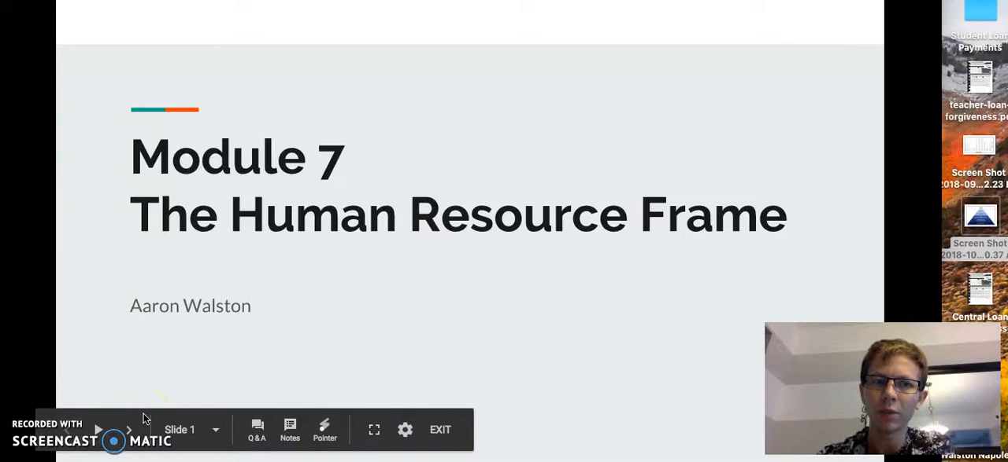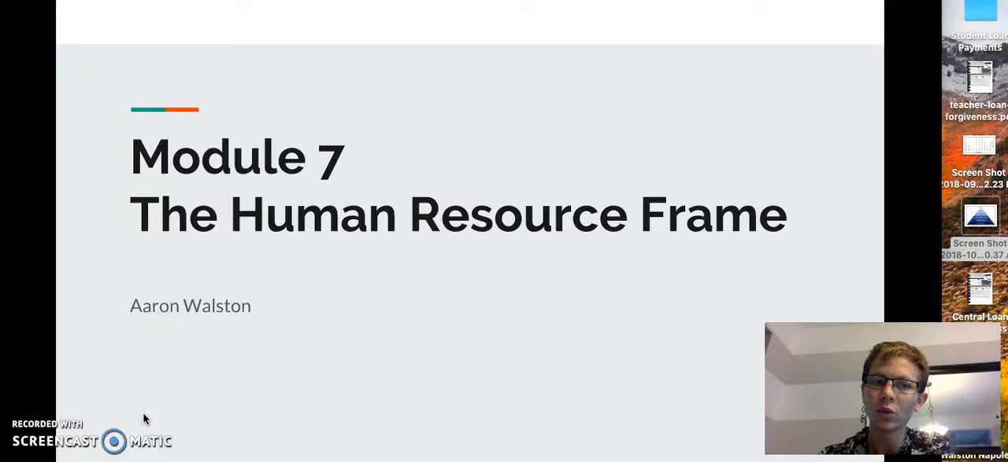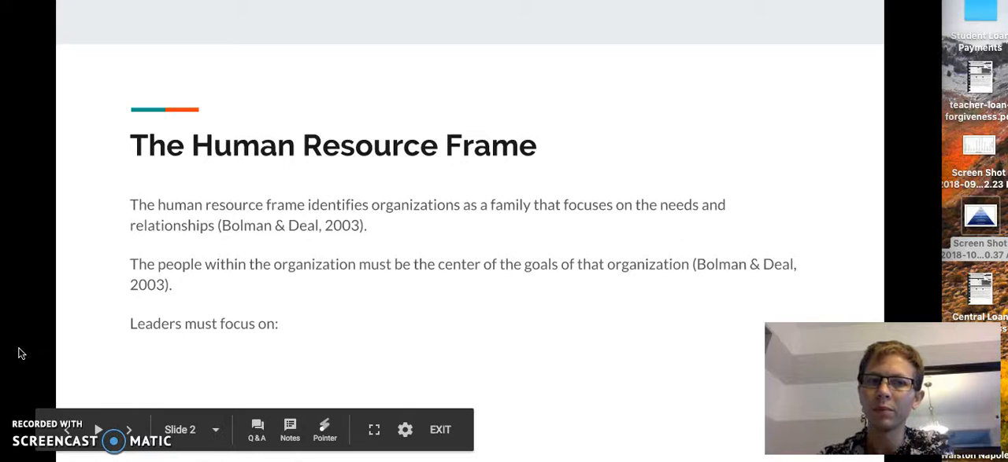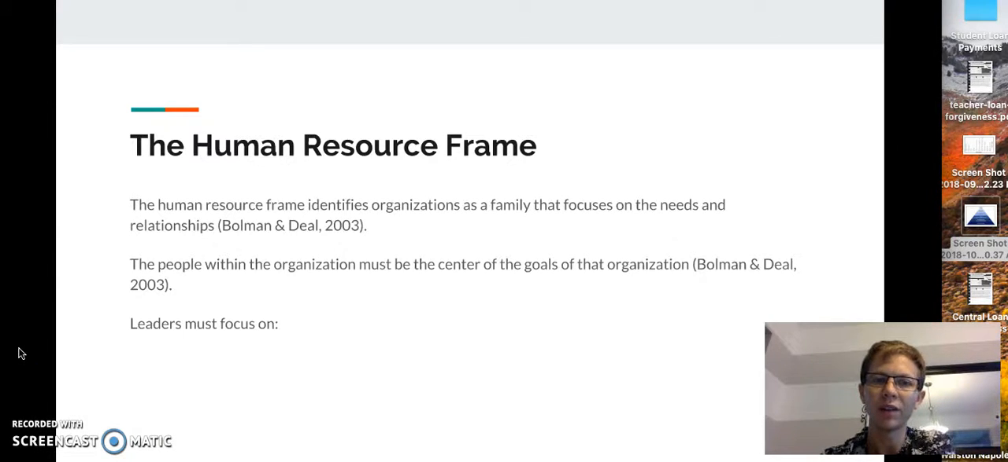I'm going to be talking about my module 7, the human resource frame. The human resource frame, according to Bolman and Deal, essentially identifies organizations as a family and focuses on the needs and relationships. I'm going to focus more on how they talked about that it has to be a family. The people within the organization must be the center of the goals of that organization, they also said.